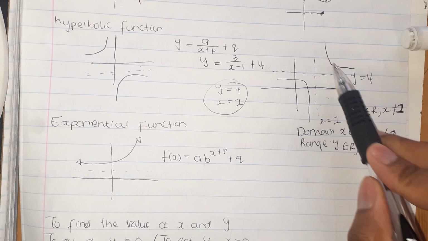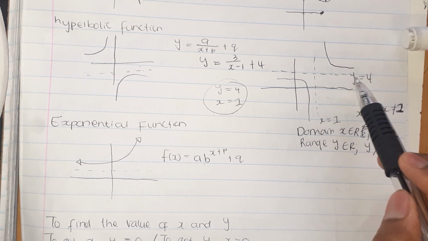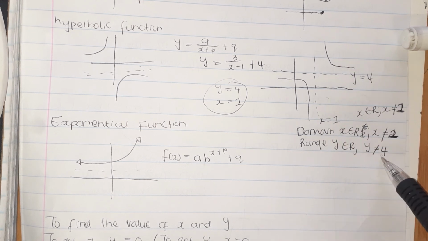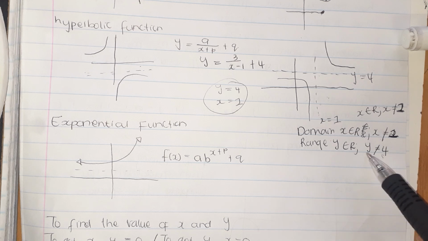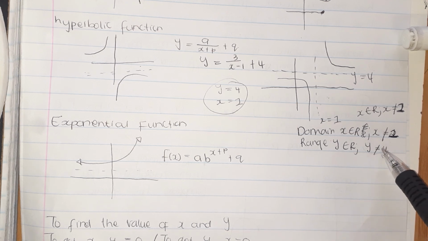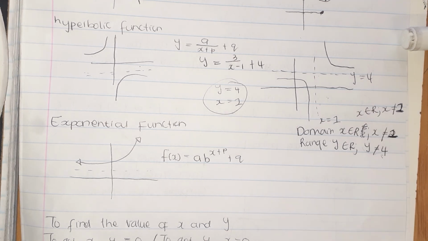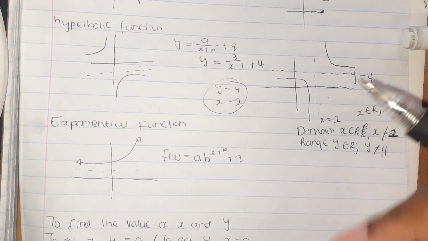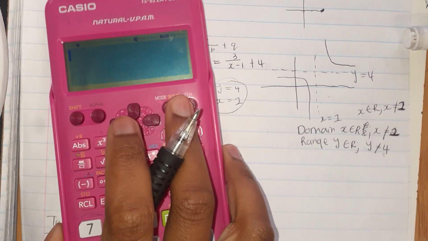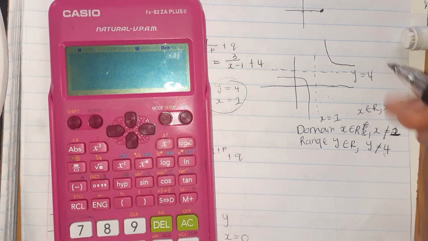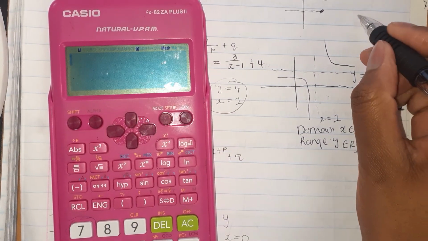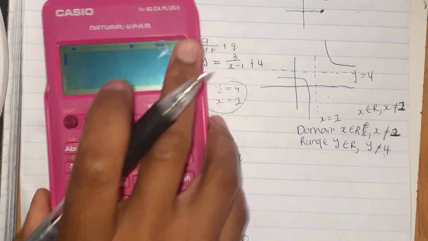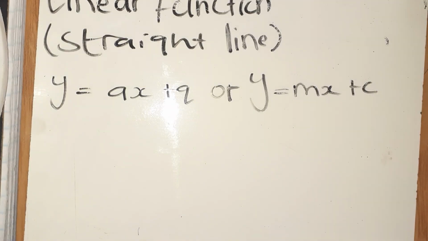So when you plot your coordinates, x can never be 1, and y can never be 4. It's going to be an error. Basically, an error will appear when you put them into your calculator. Let's say you are trying to find your x values and your y values.